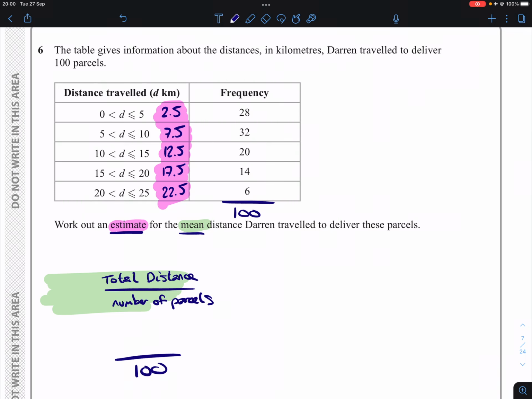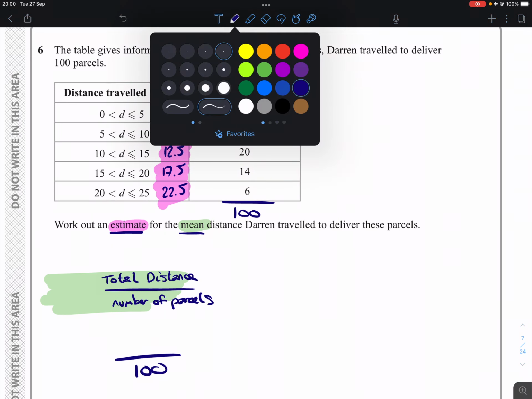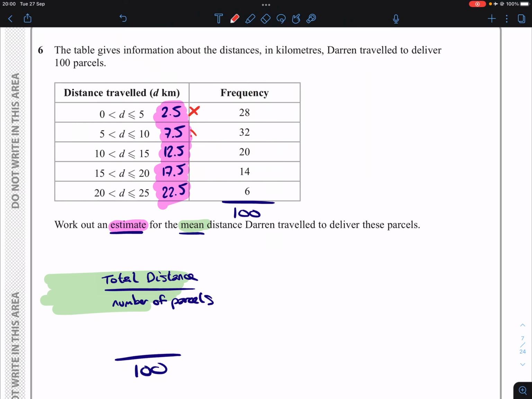In order to get the number on the top, this total distance, we need to figure out our estimate for all of the distances between 0 and 5, all of the distances between 5 and 10, and so on and so forth. And we get that by multiplying our values by their frequencies. If we do that, we're going to end up with 70, 240, 250, 245, and 135, which is what I like to call our mini totals.